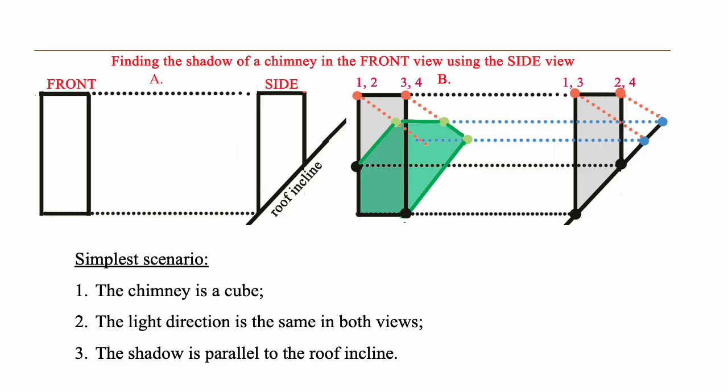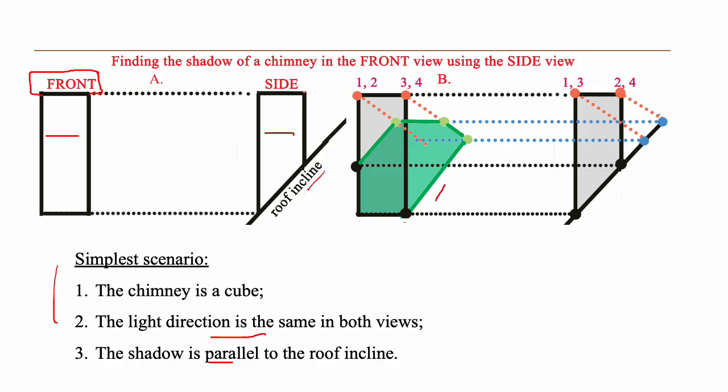I want to show you how to find chimney shadows using two views. Although we don't really need it here because this chimney is very simple. If we had a complex chimney like one with a cap, then it would be more useful. I chose the simplest scenario. The chimney is a cube, so this distance is the same as this distance. The light direction is the same in both views, 45 degrees, and the shadow is parallel to the roof incline.